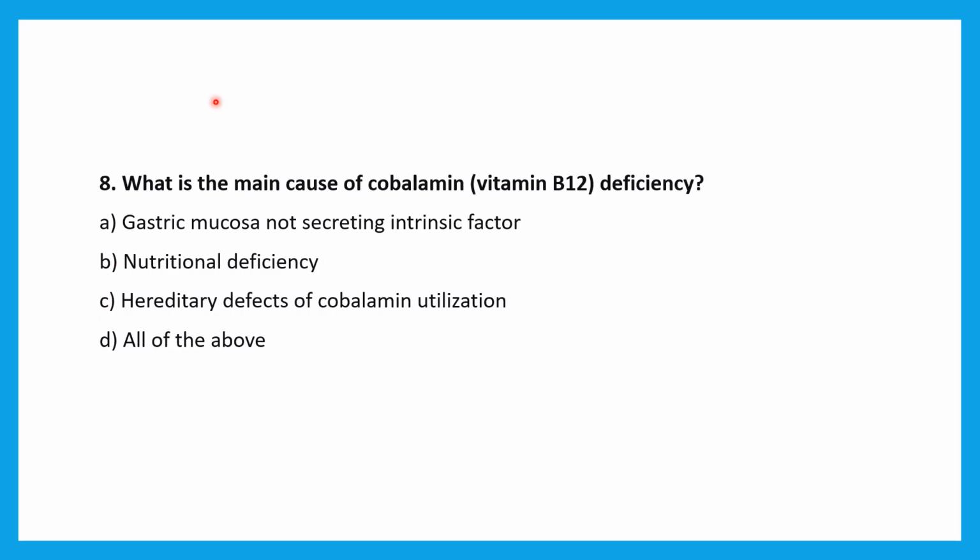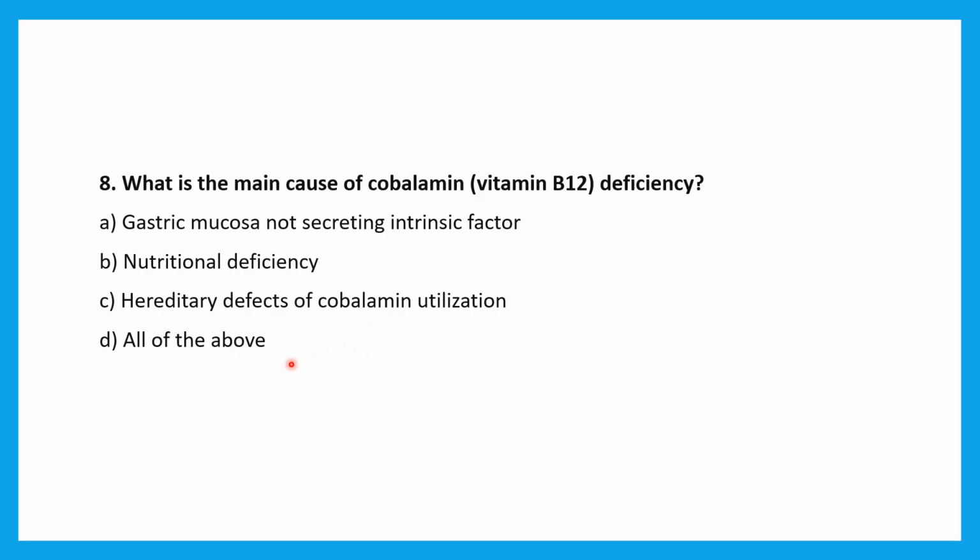Question number 8, what is the main cause of cobalamin, vitamin B12 deficiency? So cobalamin deficiency, what is the main cause? A, gastric mucosa not secreting intrinsic factor. Then B, nutritional deficiency. C, hereditary defects of cobalamin utilization. And D, all of the above. Which one do you think is the correct answer? The main cause of cobalamin deficiency.